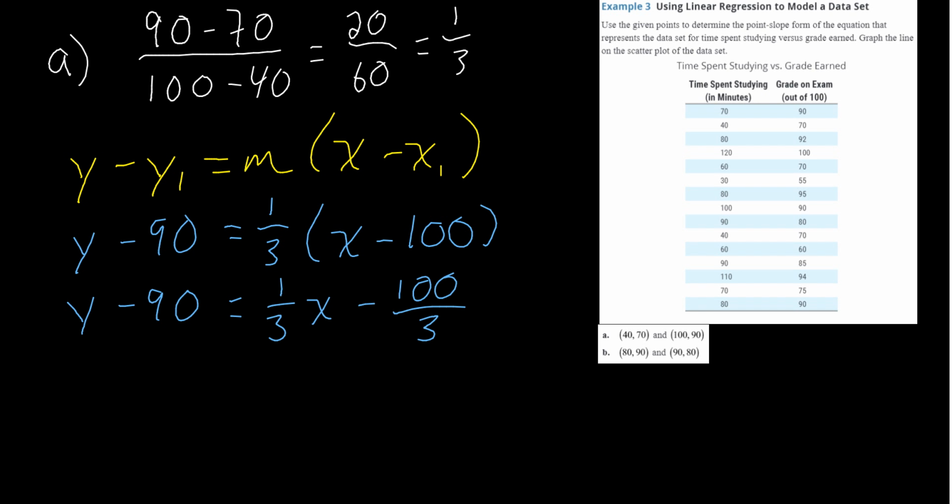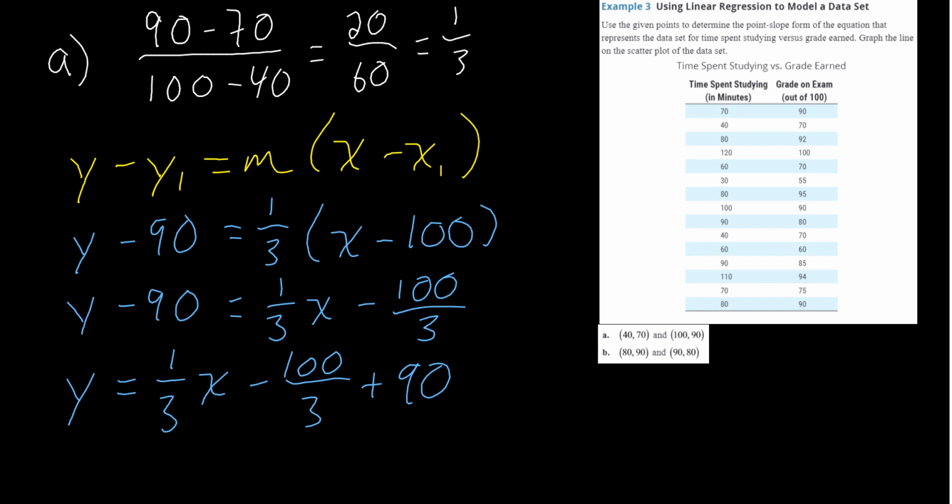Alrighty, and we're going to add 90 to both sides, and so maybe I see why the textbook used 40. It's no big deal. Actually, it doesn't really matter. But anyway, so we got y is equal to 1/3 x minus 100 over 3, and then plus 90, right? Because we added 90 to both sides. Let's figure out what 90 is with the denominator of 3, because we're going to have to get a common denominator here.